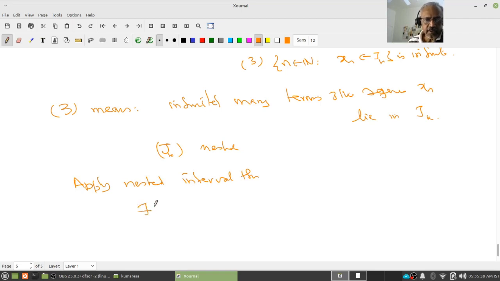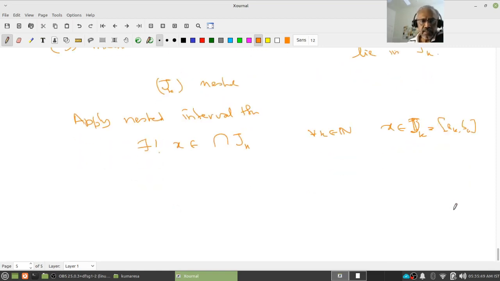Therefore there exists a unique x in the intersection of Jk, that is for all k in N, x belong to Jk. Maybe if you want, call it Ak Bk. Yeah, now what do you think I want? I have to find a subsequence, right? So I want to find a subsequence which converges to this x. How do you think I will find?